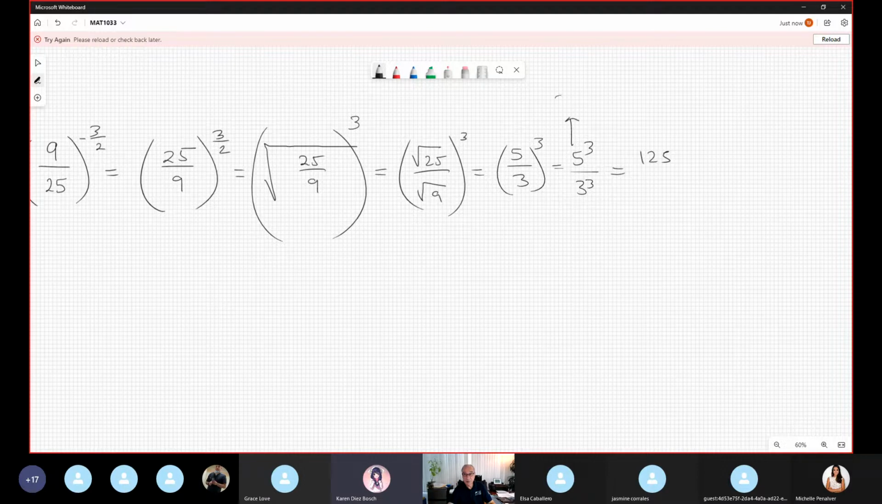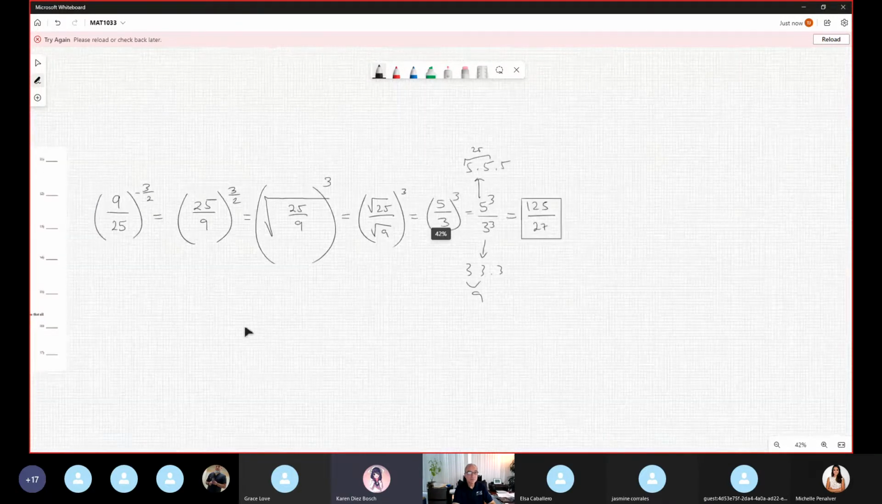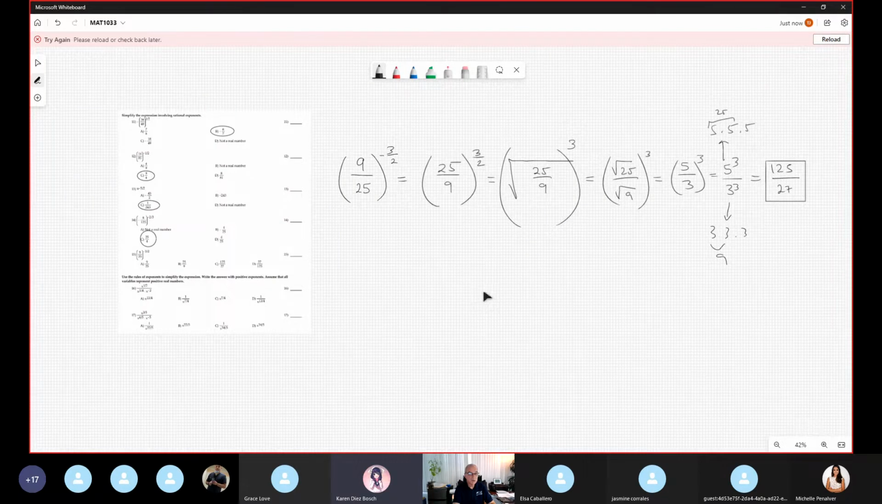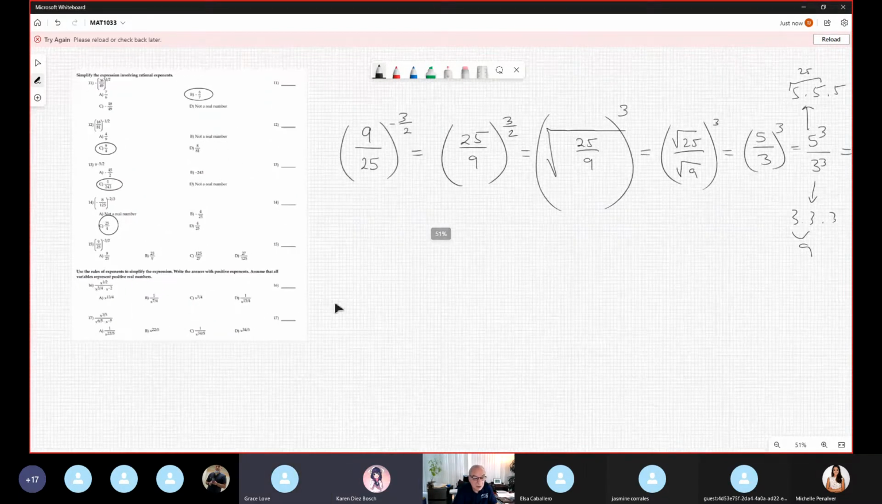So this is equivalent, in my mind, times 5. 25 times 5 is 125. And likewise here, this is 3 times 3 times 3. 3 times 3 is 9, and 9 times 3 is 27. That is the answer, 125 over 27, positive. Checking, 125 over 27.